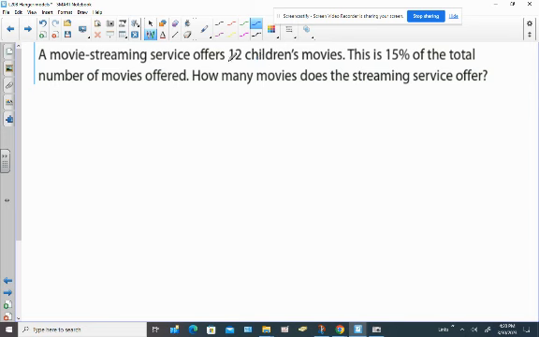So if it says we have 12 children's movies and this is 15%, then we would assume that 12 equals 15%. We'd have to think of our favorite equivalent of that. So if we change this to a decimal, we would move it 2 to the left. That puts the decimal here.